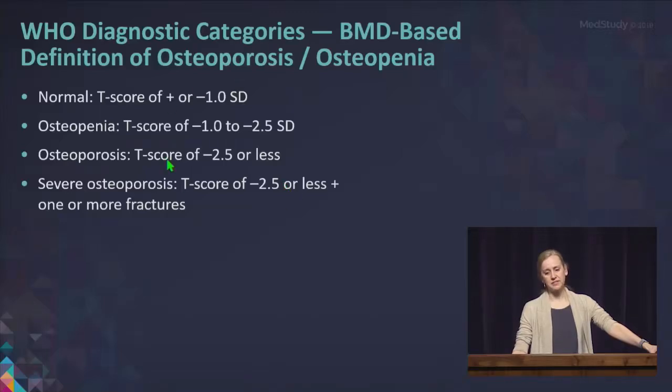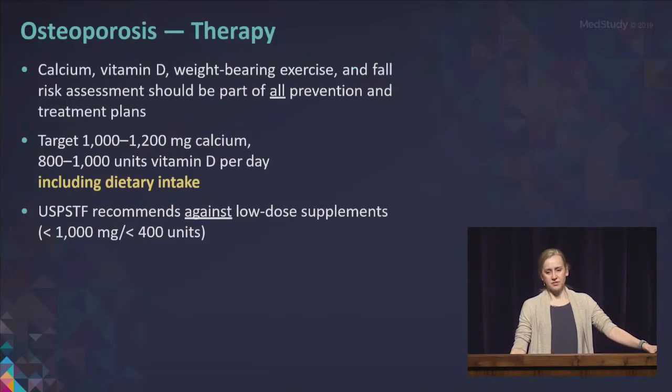And the reason that we compare against young normals to define osteoporosis is because it has to do with fracture risk, right? Since young women are the ones who don't fracture, we want to figure out which of the elderly patients are at risk. So therapy. Everyone should be getting these lifestyle interventions, right? Especially weight-bearing exercises and fall risk prevention.